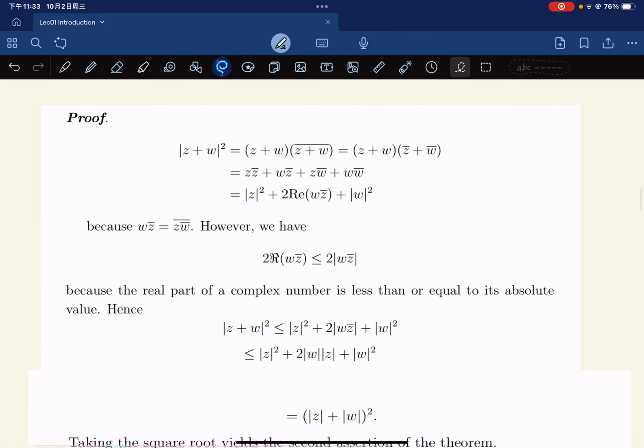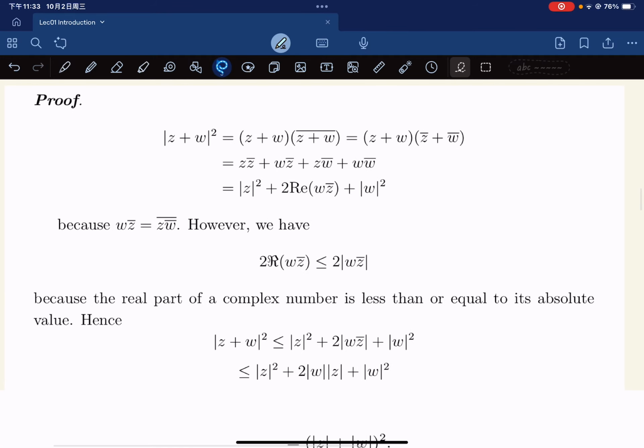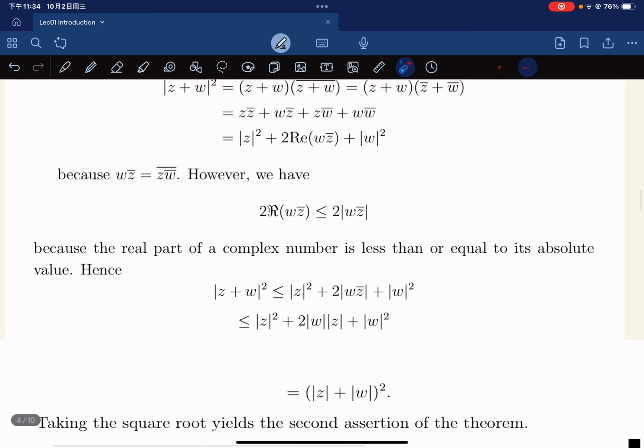Okay. So the proof will be: this will be equal to this, and we distribute this. So this gives you this, and so on. And then because W Z bar is Z W bar bar, if we have a complex number and we add it with its conjugate, it gives you 2 times the real part of it, right? And then we also have this is true, okay?